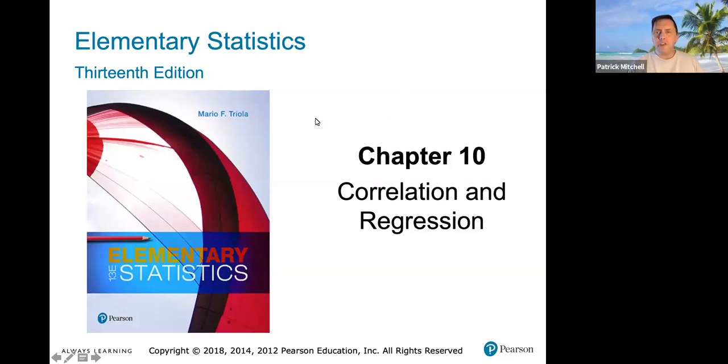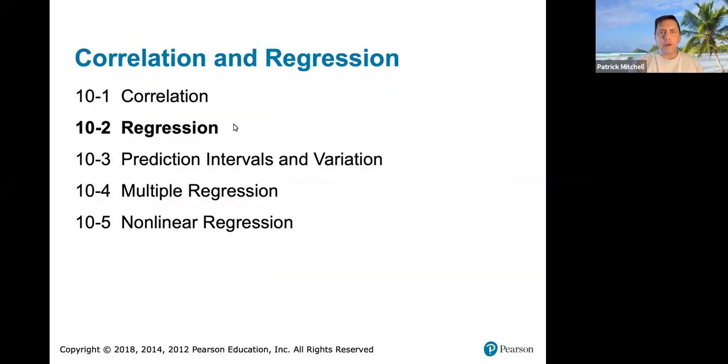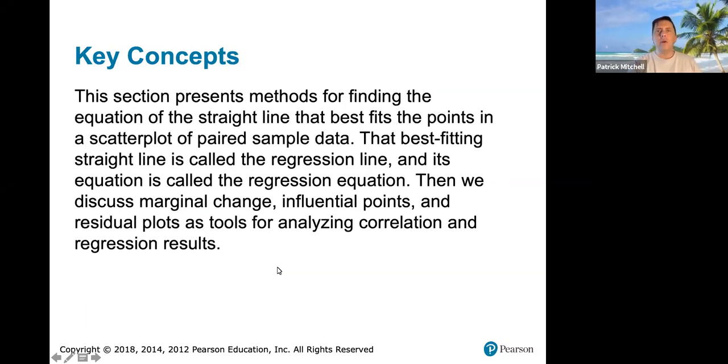We're continuing Chapter 10 on correlation and regression. And actually, the only other thing we're going to do from this chapter is Section 10.2 on regression. So the key concept in this section is to present methods for finding the equation of the straight line that best fits the points in a scatter plot of paired sample data. That best fitting straight line is called the regression line, and its equation is called the regression equation.